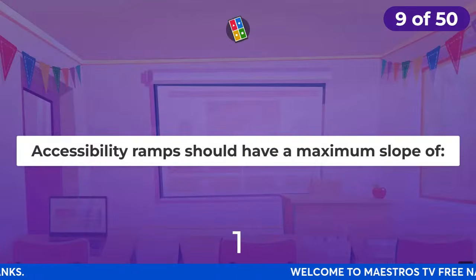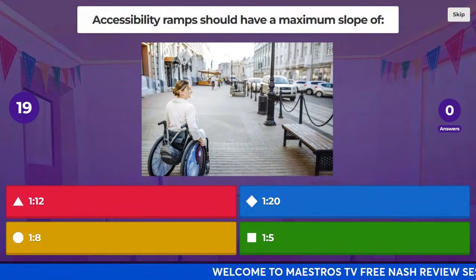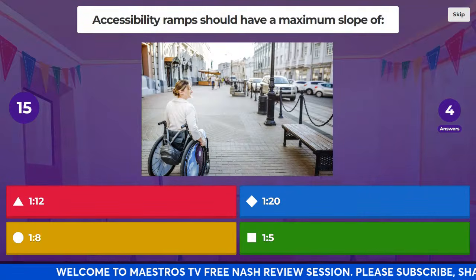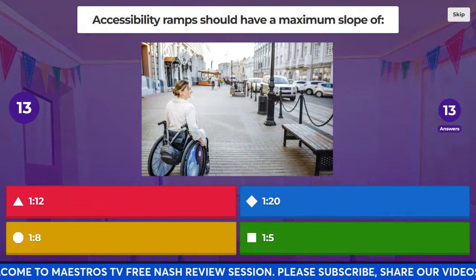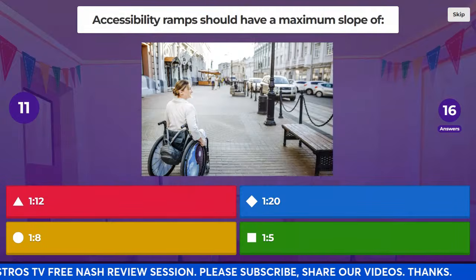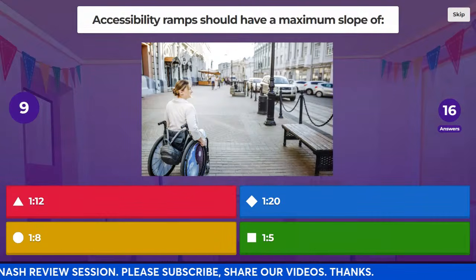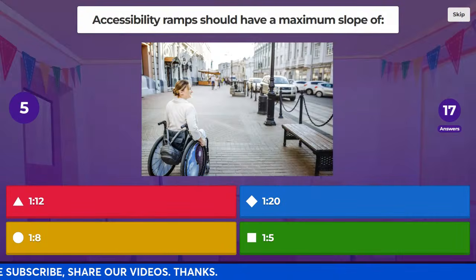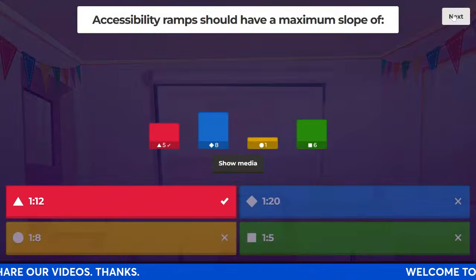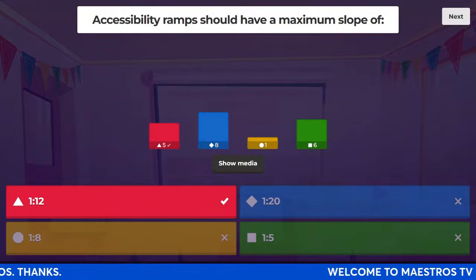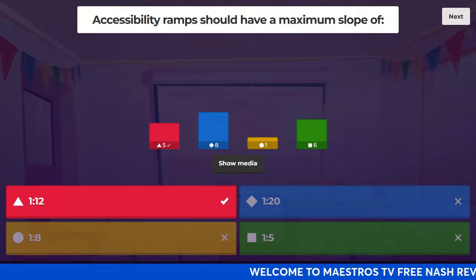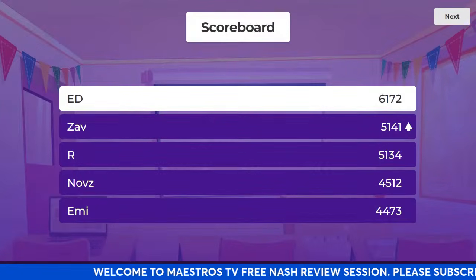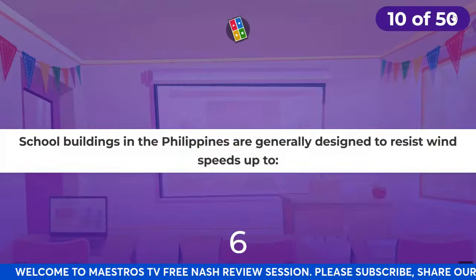Question 9. Accessibility ramps should have a maximum slope of what's the ratio of the slope against the floor? The answer is red, 1 is to 12. Ed still on the first, Zab second, R, Nobs, and Emmy.